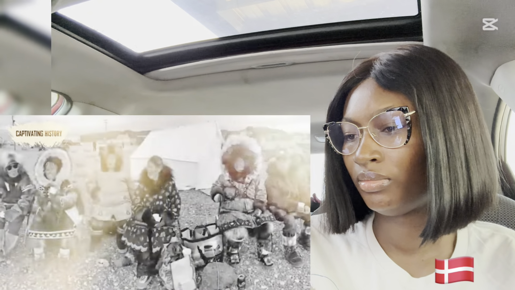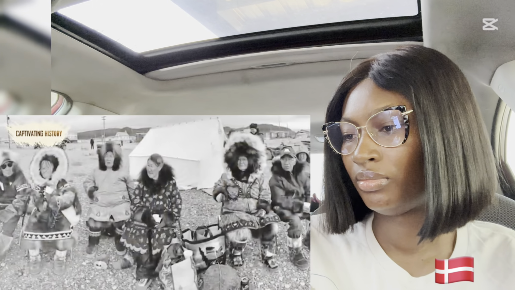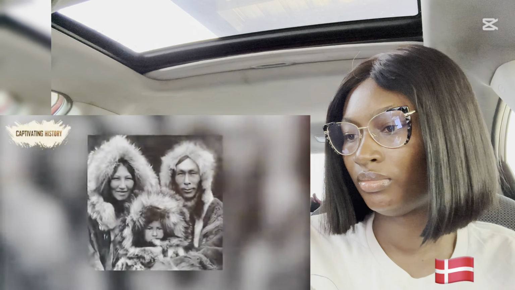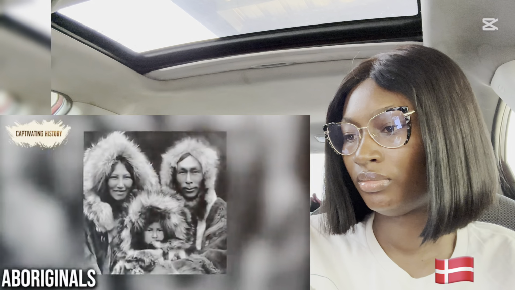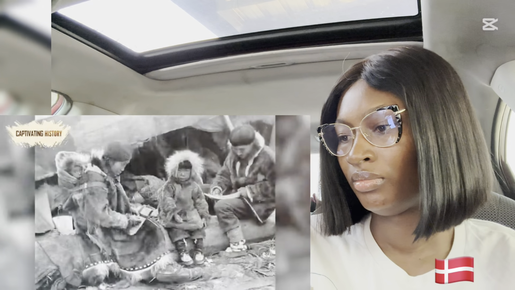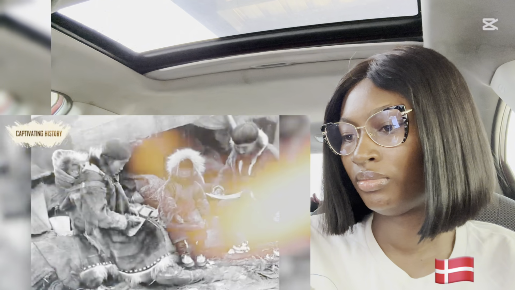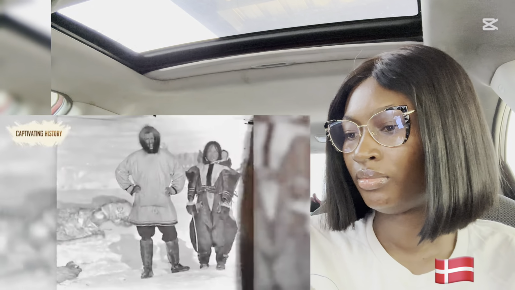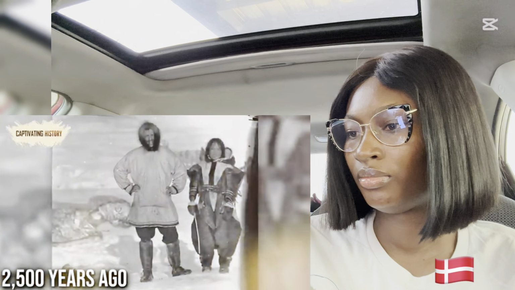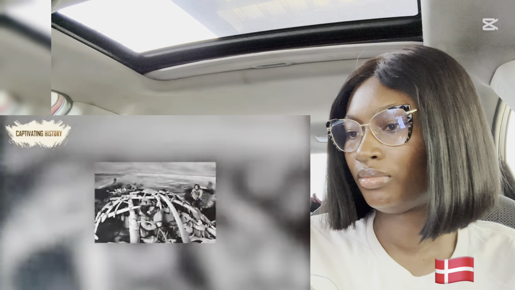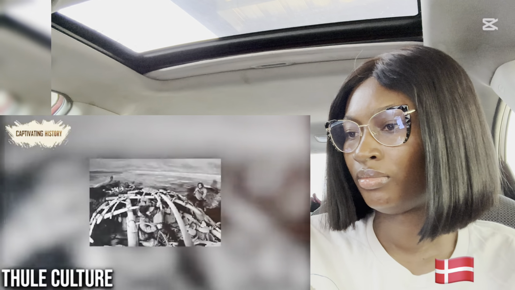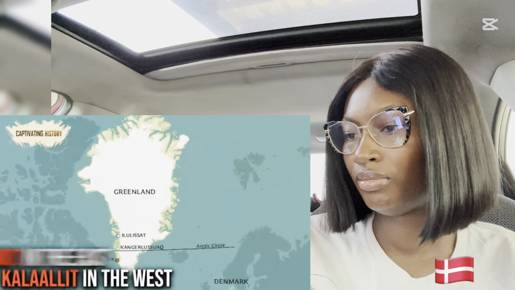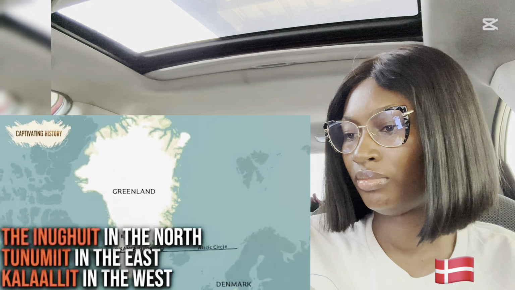Today, the majority of the Greenlandic population comprises Inuits, almost 88%. While some wrongly refer to the inhabitants as Aboriginals, meaning First Peoples, the association is wrong. These people arrived in waves, probably from Canada. The first wave came around 4,500 years ago in the form of the Saqqaq culture. About 2,500 years ago, another wave followed, bringing with it the Dorset culture. The third wave of immigration brought the Thule culture from Alaska around 1,000 years ago. Today, there are Kalaallit in the west, the Tunumiit in the east, and the Inuit in the north of Greenland.